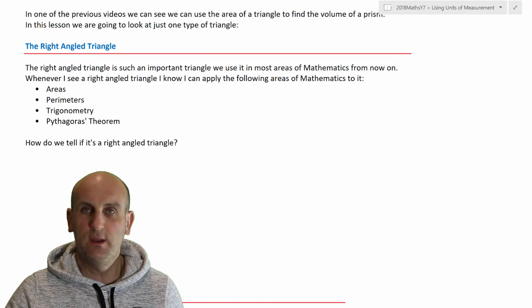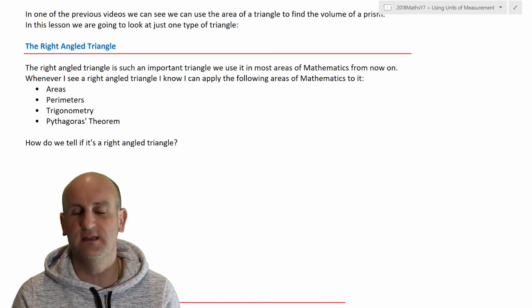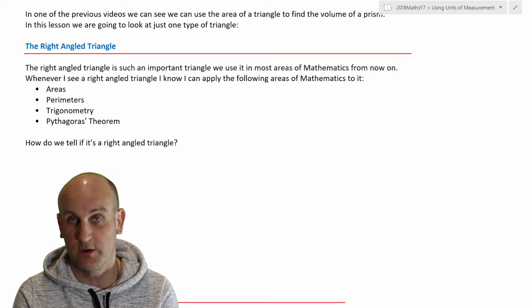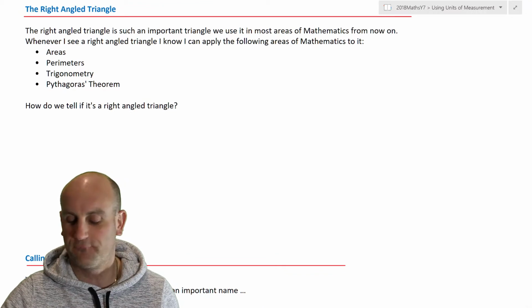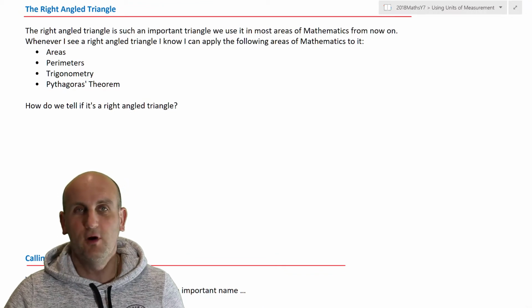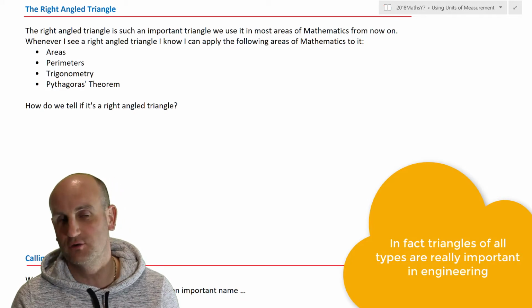Now, in the previous video, we knew that we could use the area of triangles to find volumes of prisms and all that type of stuff, but actually, we're going to use just one triangle. That's that right-angled triangle. And I think it's freaking awesome. Right-angled triangles are pretty much everywhere. They're the fundamental building blocks of all sorts of different stuff.